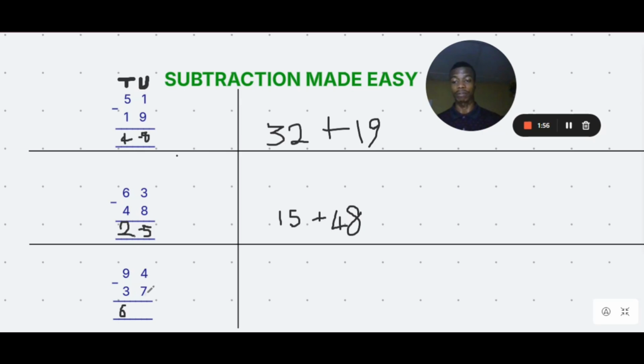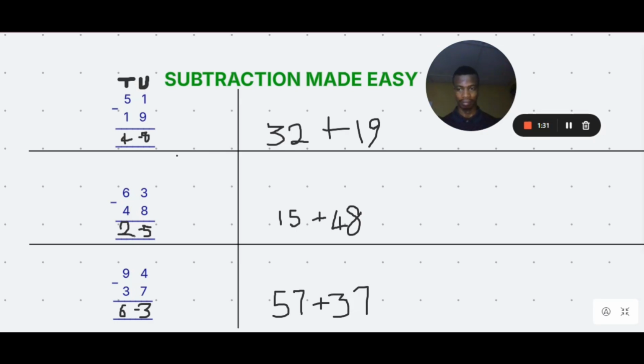Now, 4 minus 7, 4 ones minus 7 ones, minus 3. So 6, which is 6 tenths, minus 3 ones. 60 minus 3 is what? 57. Okay. Now, do you know for a fact that 57 plus 37 brings you to 94?